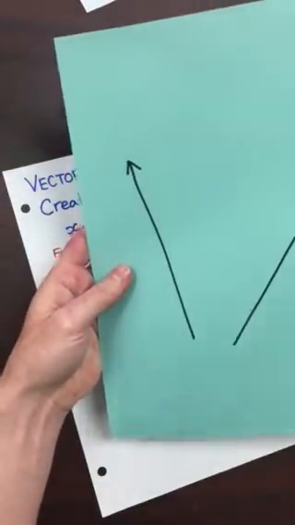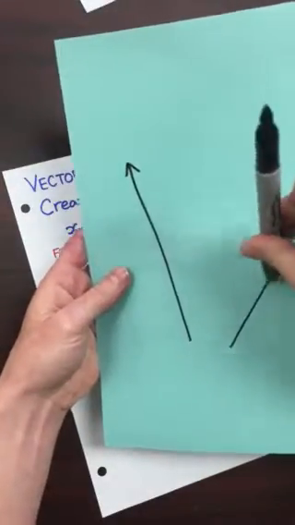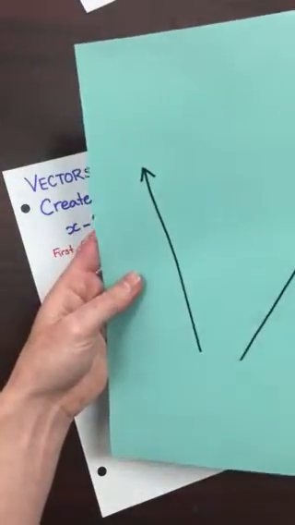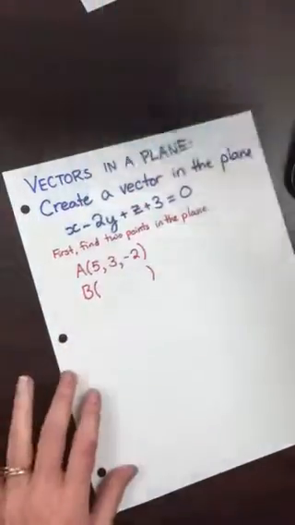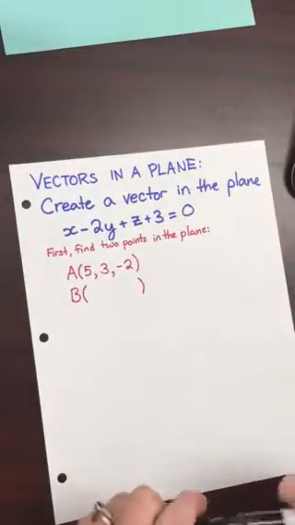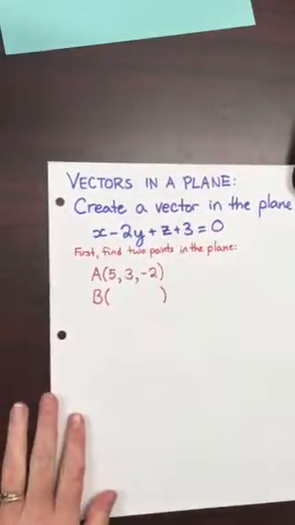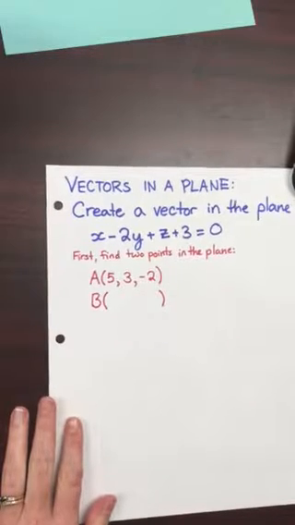A vector that's not in the plane would be maybe something like this, coming out and poking through the plane. That's not in this plane. All right, so we're going to find vectors that are in our plane here, x minus 2y plus z plus 3, just another plane.